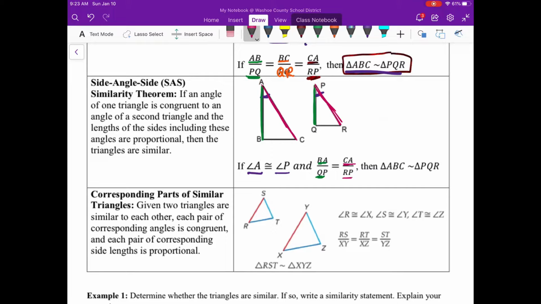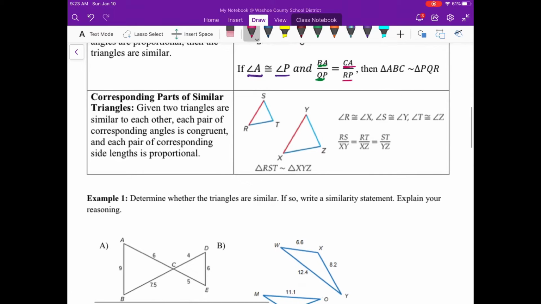And then if these two sides reduce to the same ratio and that included angle is congruent, then I can assume that these two triangles are going to be similar. They're not congruent to each other. One's clearly bigger than the other, but I can at least set up a proportion to help me solve for a missing side. Okay? Now the last part is the corresponding parts of similar triangles.